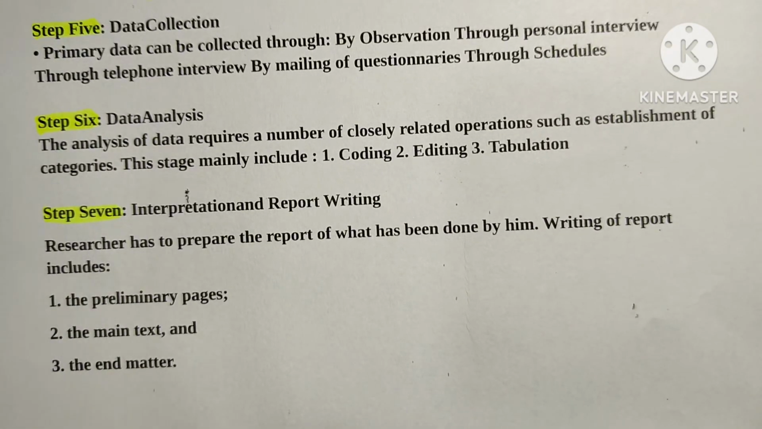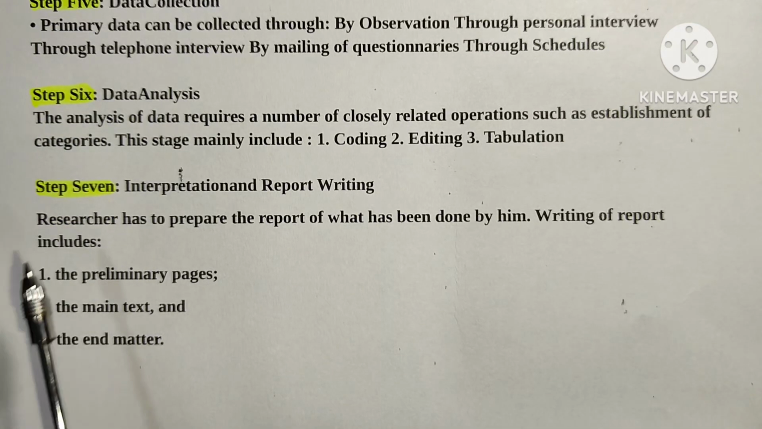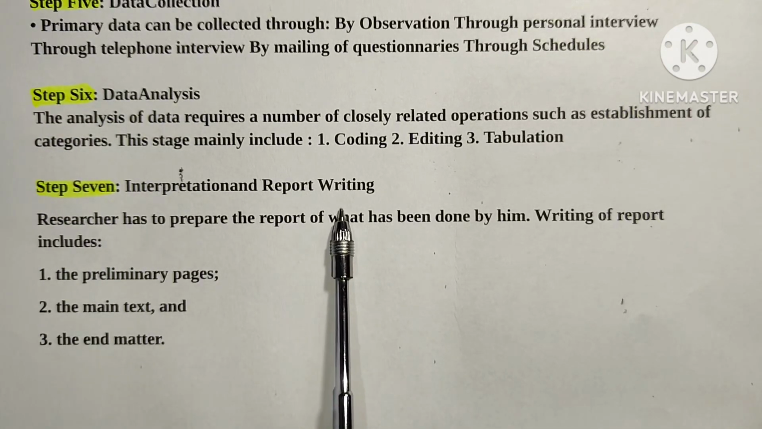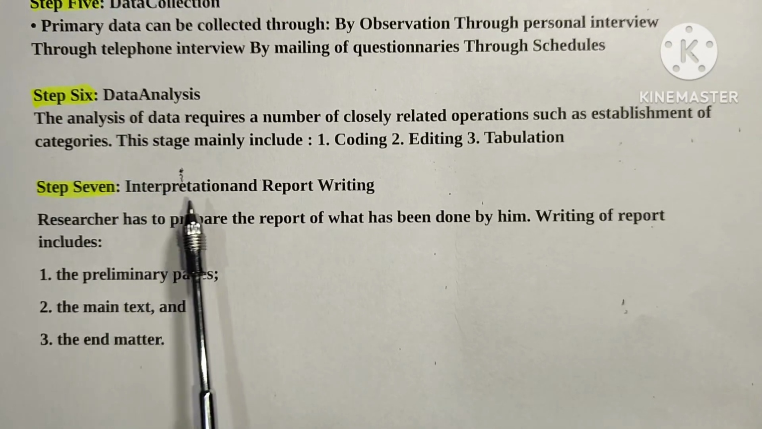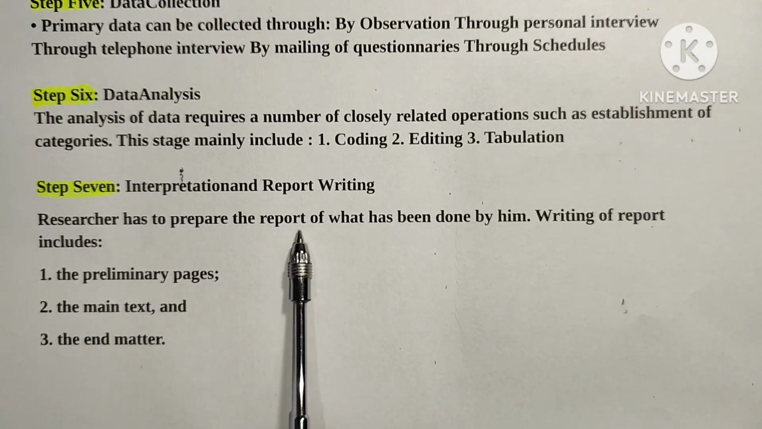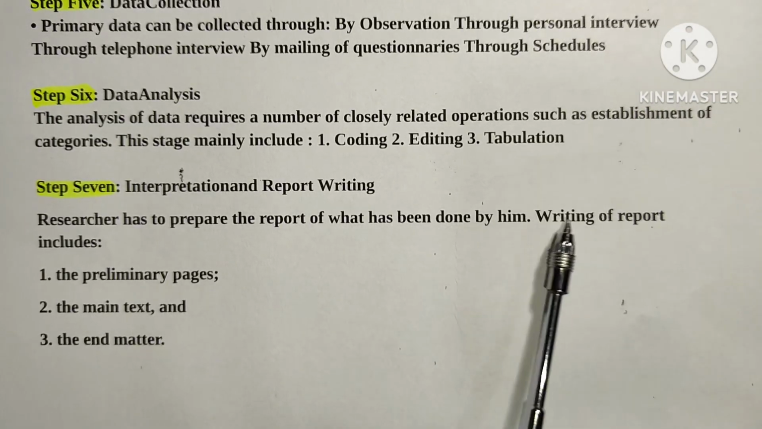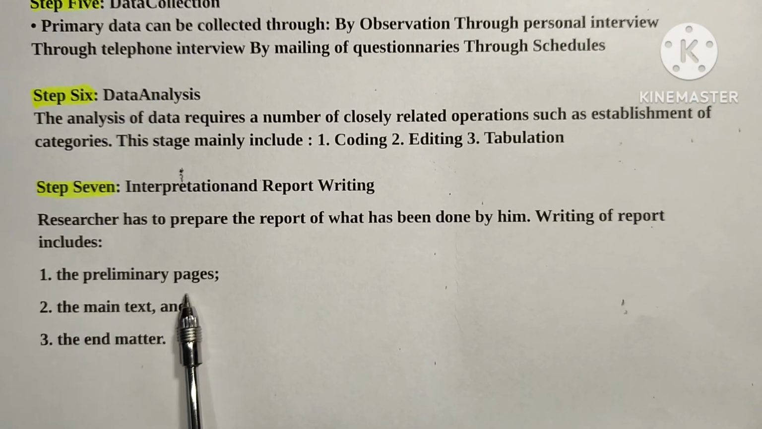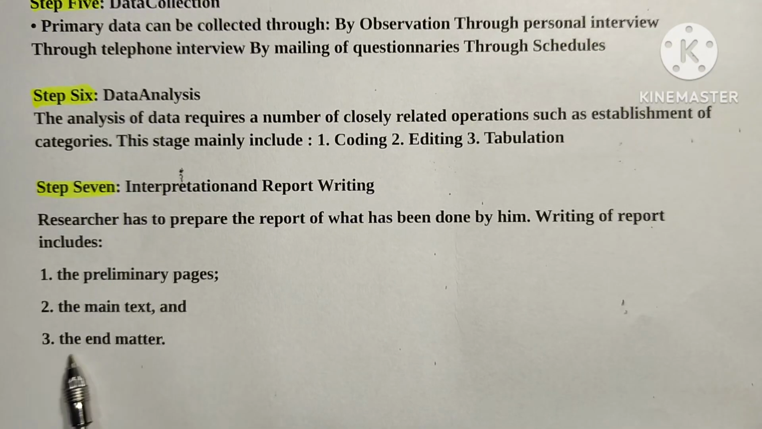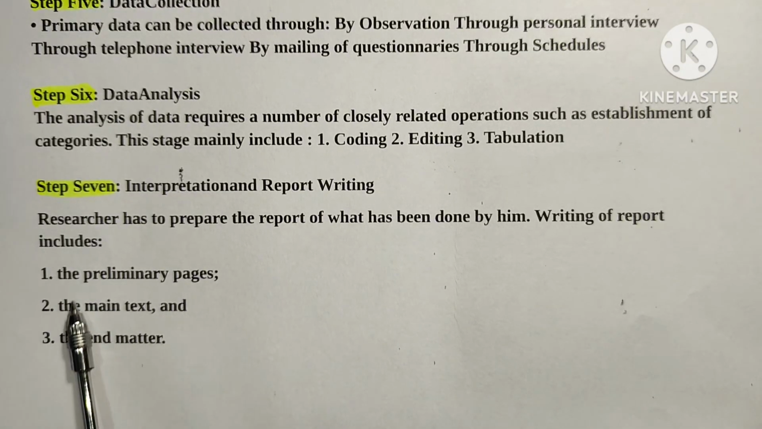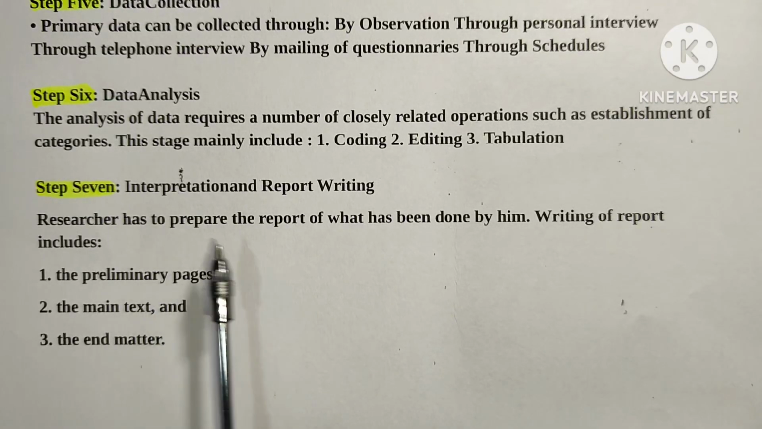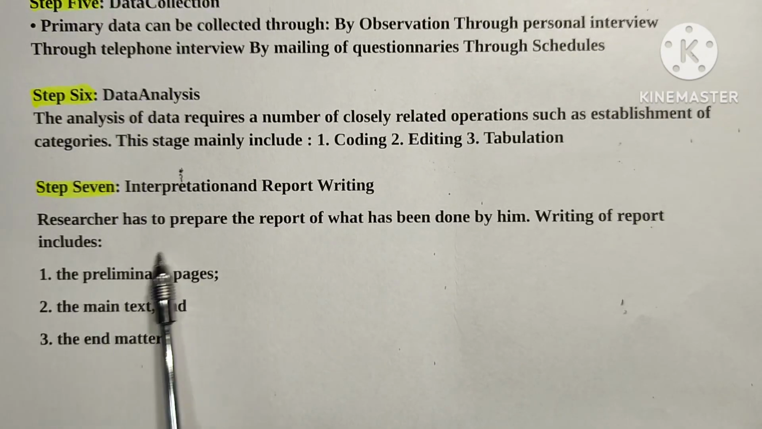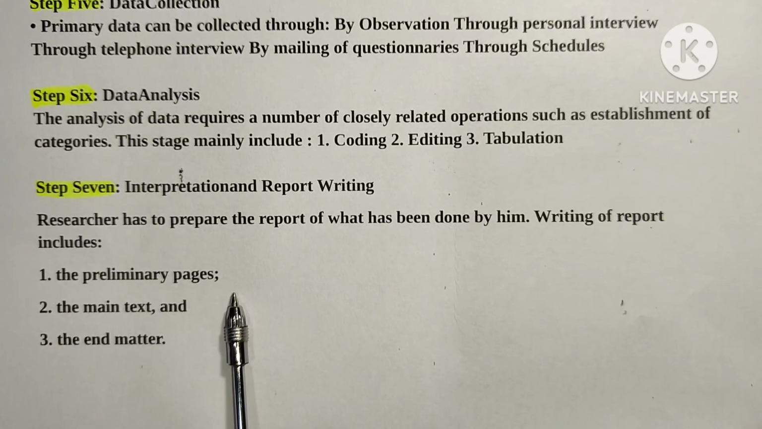Then step 7. Step 7 is interpretation and report writing. After data analysis, whatever results we got, the researcher has to prepare the report of what has been done by him. Writing of report includes preliminary pages, the main text and the end matter. All this in the form of a booklet. We have to prepare the research from step 1 to the last step, report writing. Everything you have to clearly write and present your research result.